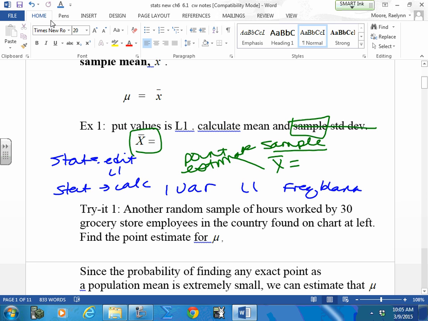So everybody come up with the mean? 29.6. Now, we also said when we round the mean, it's always one more decimal place than your data is. Your data has no decimal places, so your mean has one more decimal place than your data.